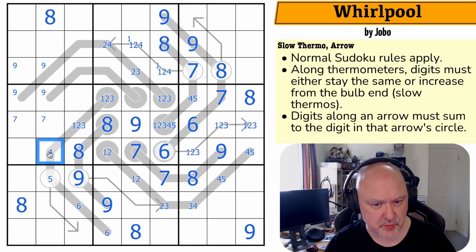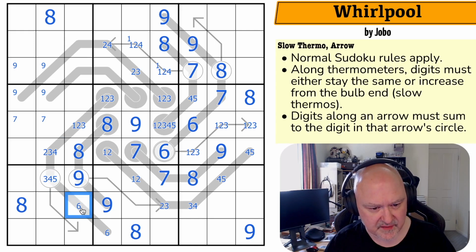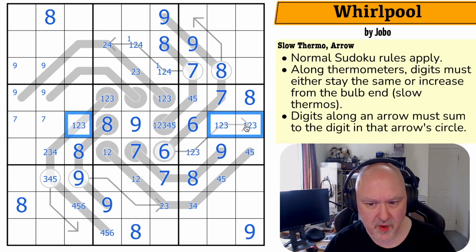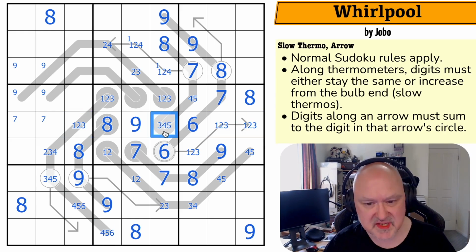But I'm going to continue with this, marking this thermo first. This is 2, 3, or 4, because it has to be higher, because I can't repeat. This has to be higher, so it's 3, 4, or 5. This has to be higher, so it's 4, 5, or 6. This could be the same, it's 4, 5, or 6. But I now have a 1, 2, 3 in this row. So this isn't 1, 2, or 3. This is a 4 or a 5.